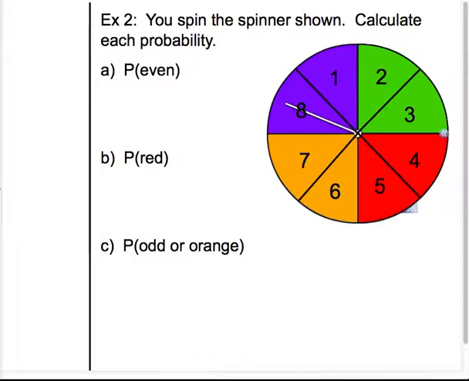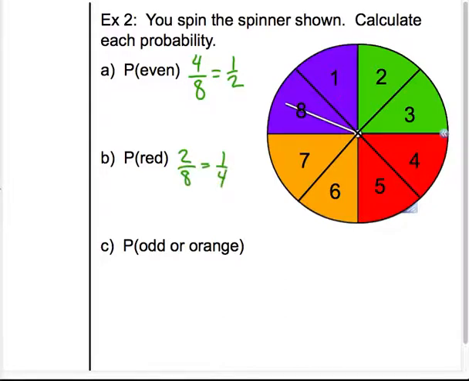Next, we're going to take a look at this spinner. So what is the probability that if we spin the spinner, it lands on an even number? Well, we have 2, 4, 6, and 8, or 4 even numbers out of 8 numbers on the spinner, which would simplify to 1/2. What's the probability that we land in a red section of the spinner? There are 2 red sections out of 8 sections total, which would simplify to 1/4.